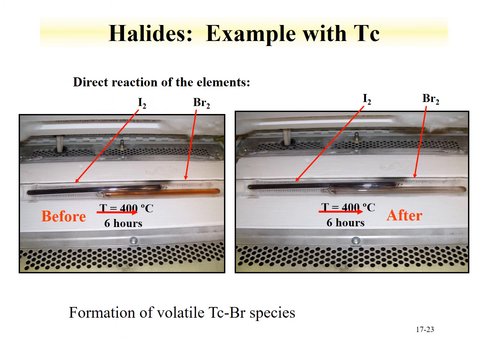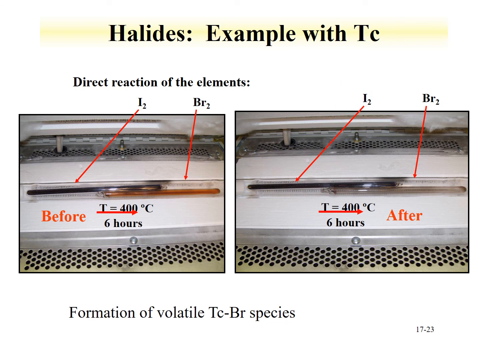An example of volatility-based separation with the halides is shown here for technetium. In sealed quartz tubes, technetium with elemental iodine and bromine are placed in a tube furnace, reacted at 400 degrees for 6 hours. Before the reaction, we can certainly see that this orange-red bromine color is evident in the sealed glass tube. Afterwards, that color is gone because the bromine has reacted, whereas the iodine shows very little reaction.